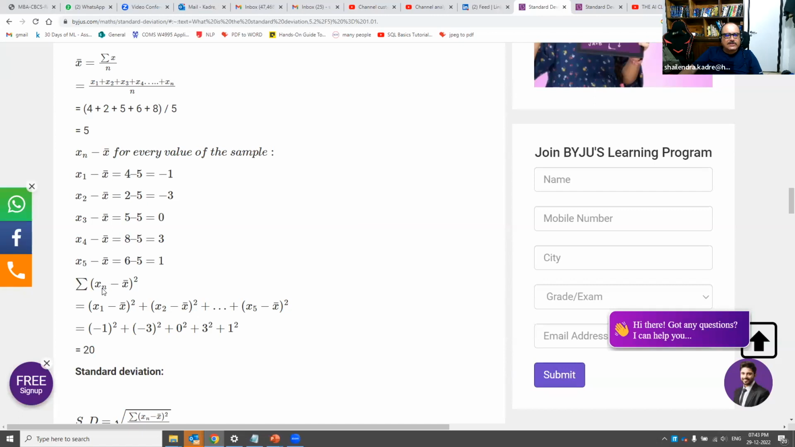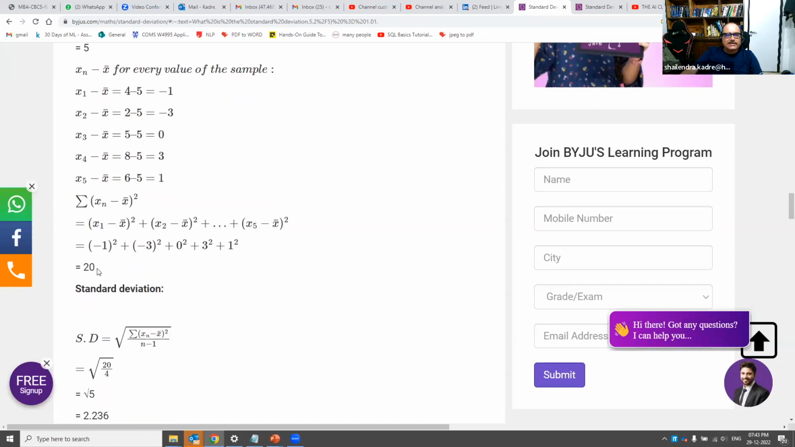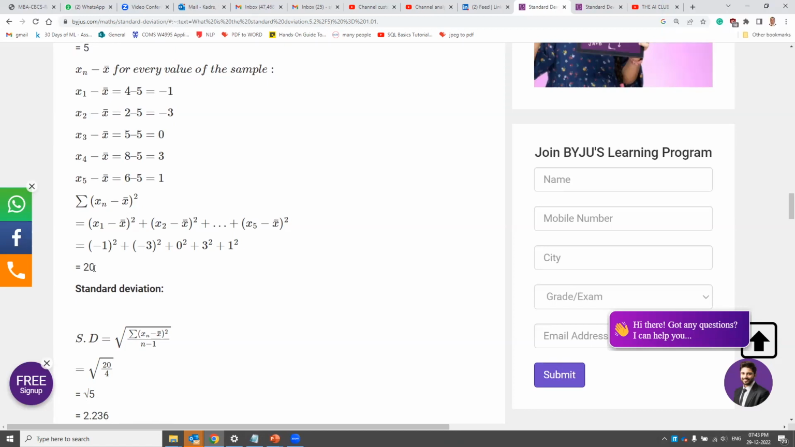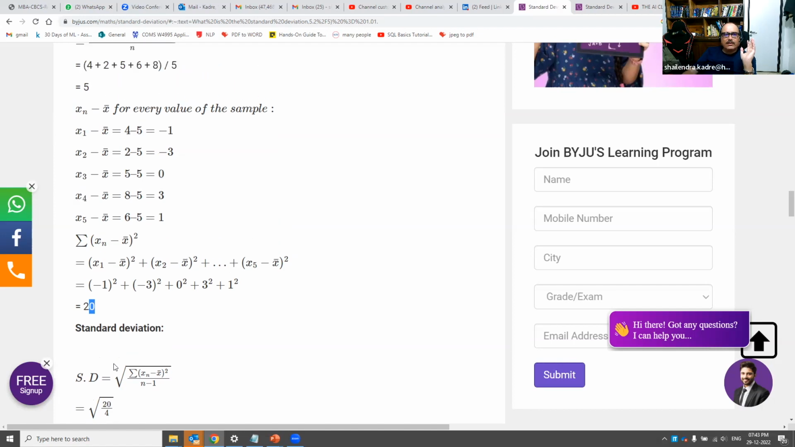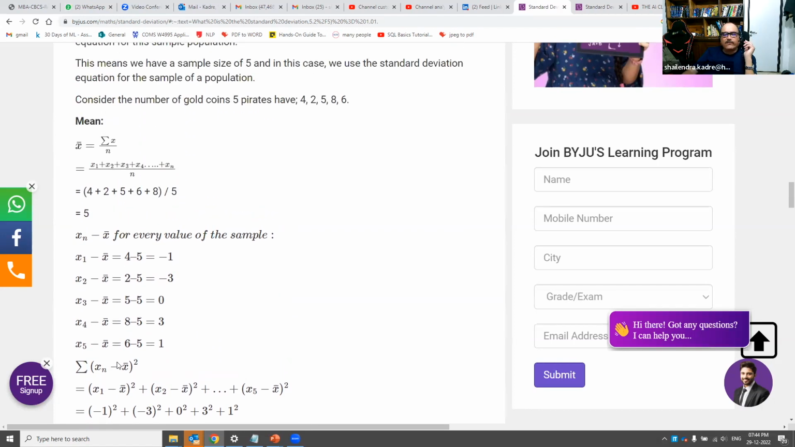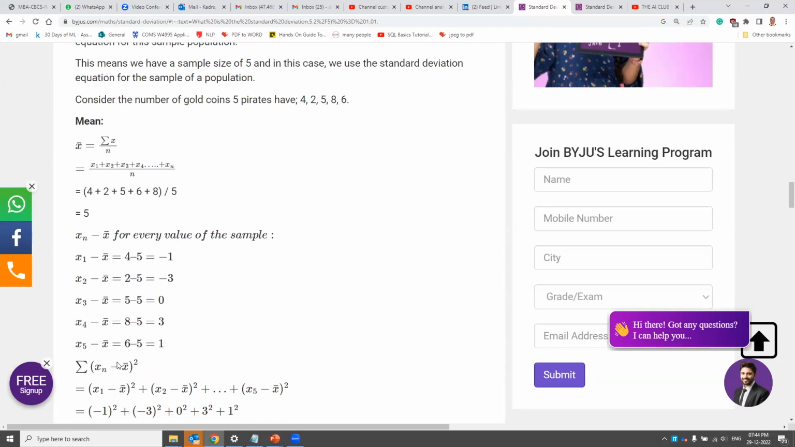So this is sigma (x minus x bar) whole square. That's what we have done, so that number has come to 20. Is this step understood? Yes. Now, whatever I have got, 20 here, the sigma (x minus x bar) whole square, I divided it by n minus 1. So what is the value of n here? How many numbers do we have? 5. So the value of n is 5, right?